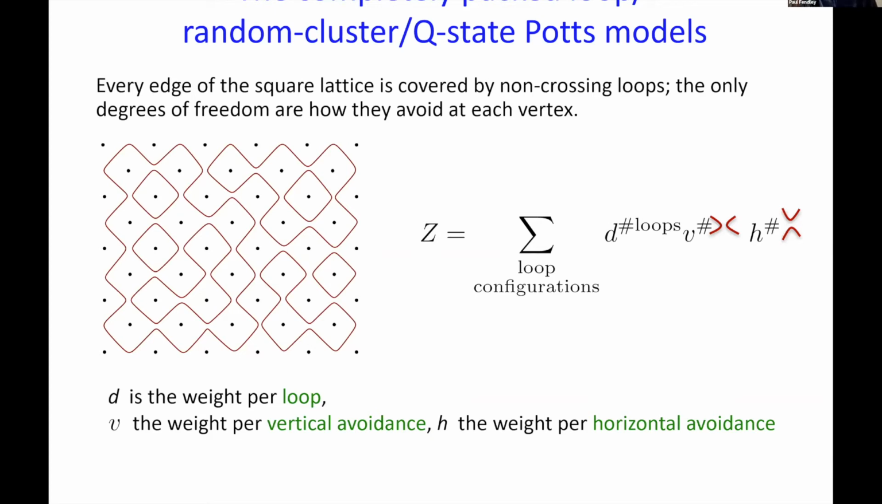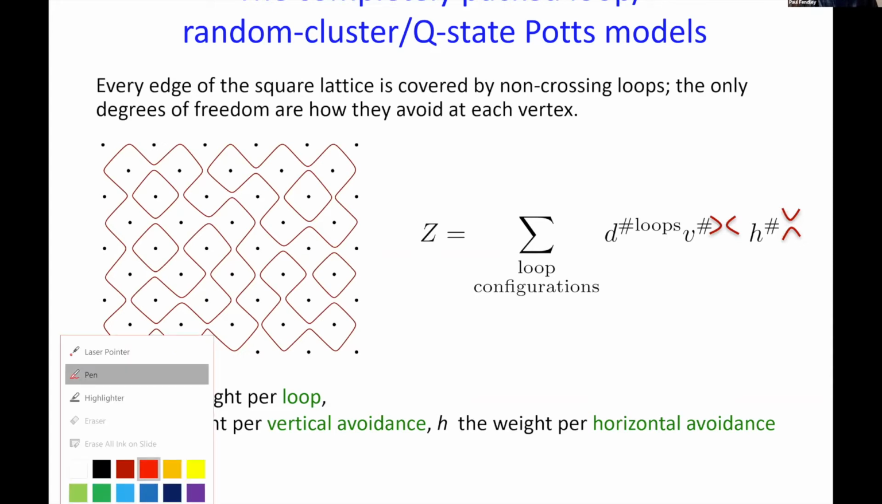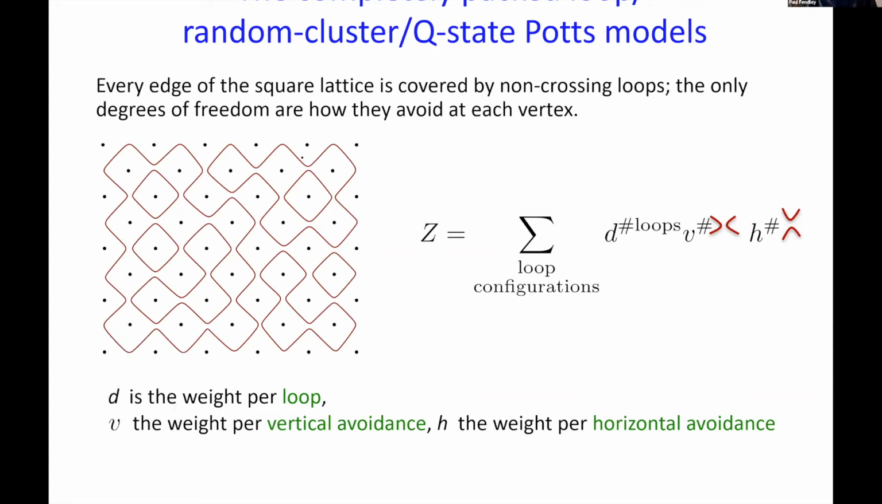So the degrees of freedom are loops on a lattice. That's these things here. So those are the loops. And completely packed means every edge of some square lattice here, the dots are the dual lattice, is covered by some loop. But the only rule is they can't cross. So at every vertex, you have a choice. They can avoid horizontally, like I just circled, or they can avoid vertically, like I just circled. And so that's your choice. So that's your degrees of freedom. Everywhere you choose, you sum over all possibilities.